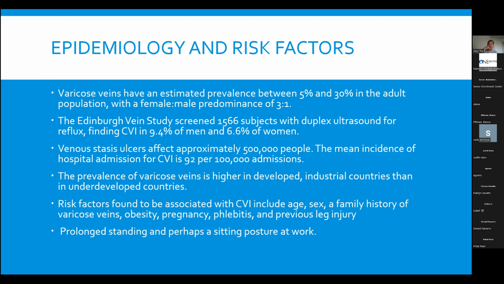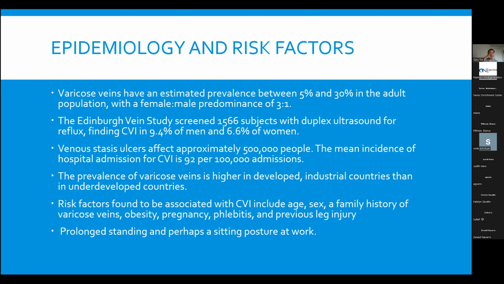Venous stasis ulcers, which again is the condition that we'd like to avoid, because once we get there, it becomes more and more difficult to treat, can affect up to 500,000 people. And it does contribute to some admissions. CVI can cause, 92 for every 100,000 admissions is due to some sort of chronic venous insufficiency disorder. The prevalence of varicose veins is higher in developed industrial countries. We're not really sure where that comes from, but it certainly is.